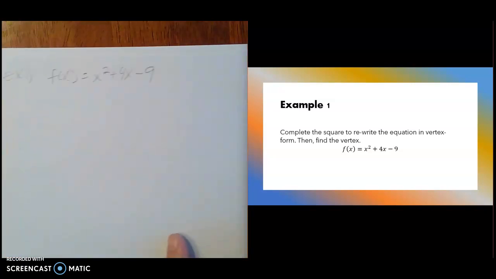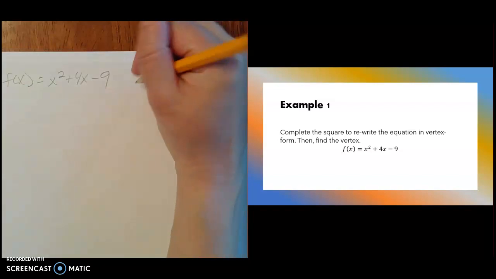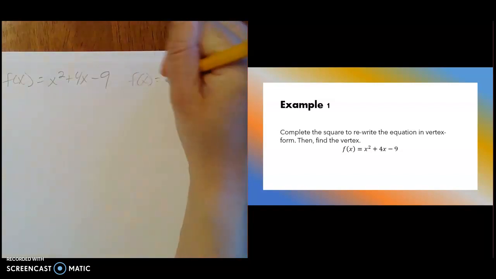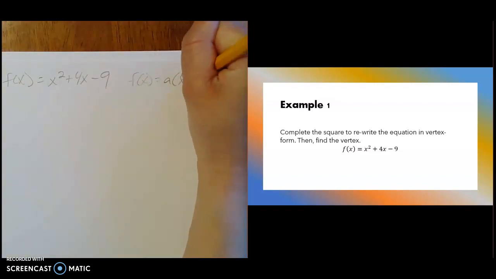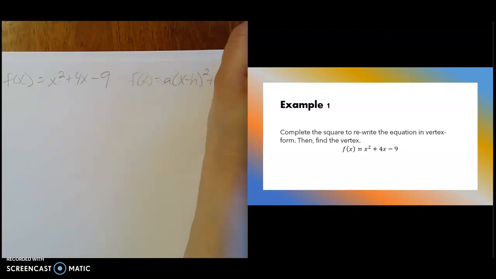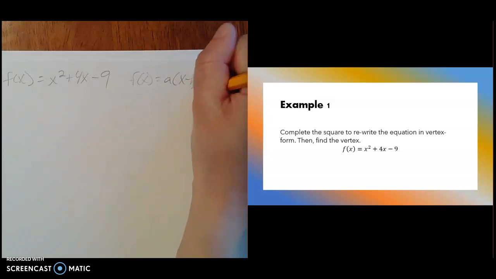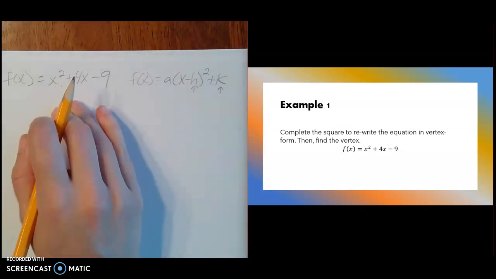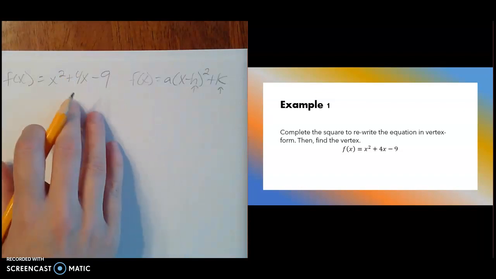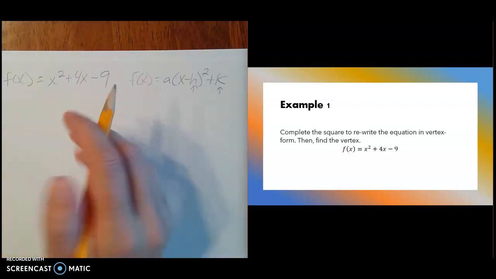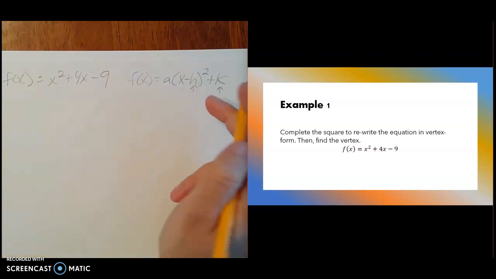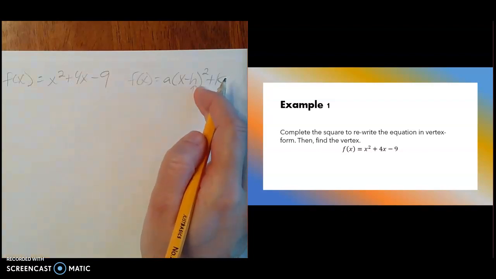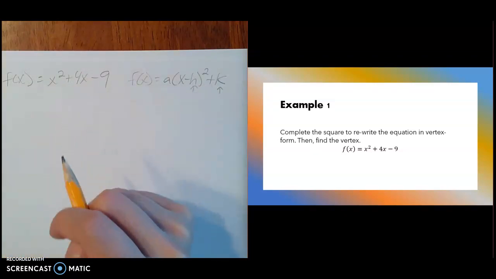And reminding you from last time, the vertex form looked like f of x equals a times x minus h squared plus k. That format was really nice to find the vertex. There's the x-coordinate of the vertex, there's the y-coordinate of the vertex. And we're not there yet, okay? So that's actually what we're going to do first, is we're going to try to get this standard form into that vertex form. And how we're going to do that is by completing the square.